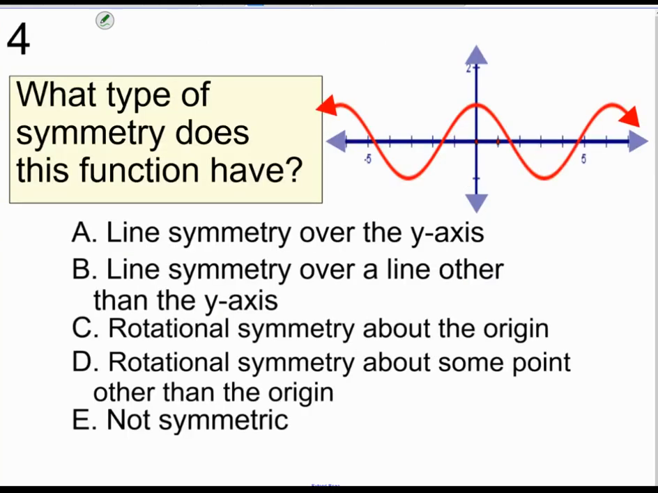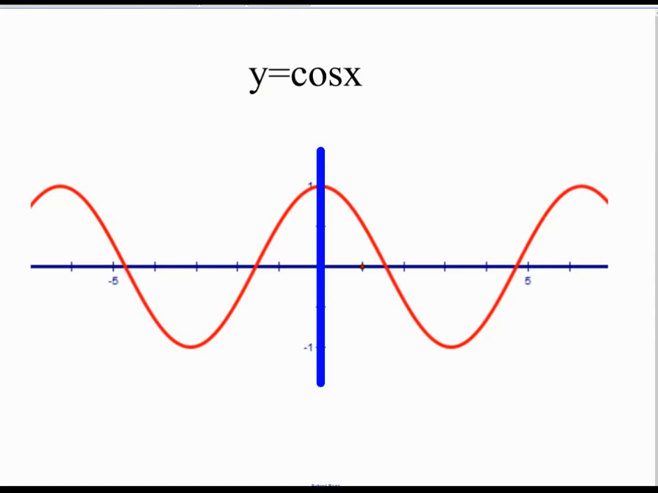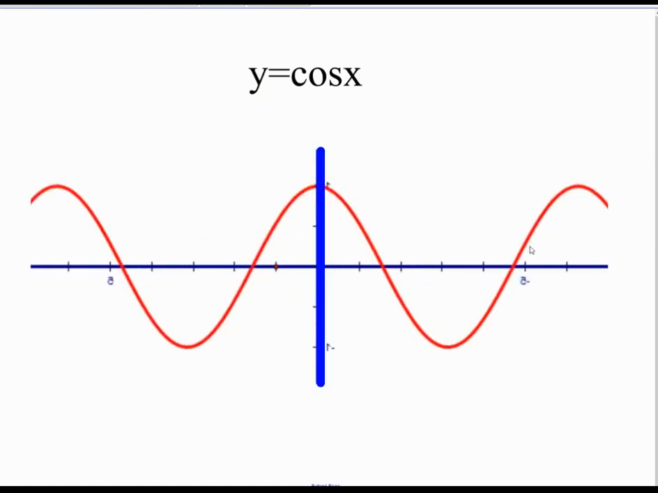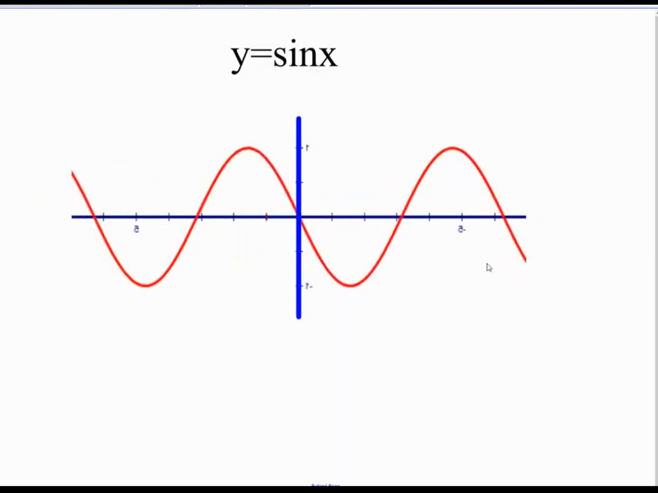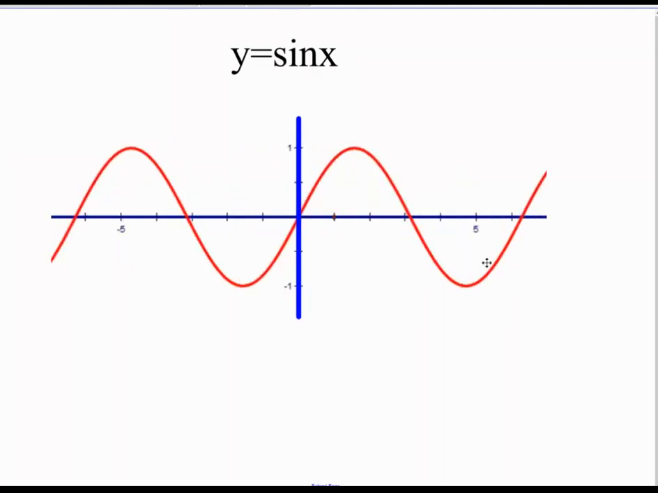All right, number four, that is the cosine function, and it is symmetric about the y-axis. We'll talk about what that means in a minute. And let's actually reflect that, see how that does that. And you're probably thinking, well, if cosine reflects over the y-axis, so does sine. No, it does not. It is not the same function.